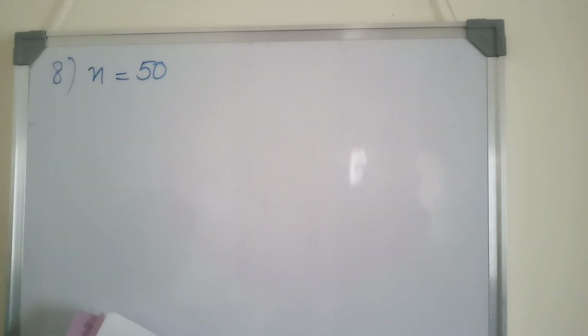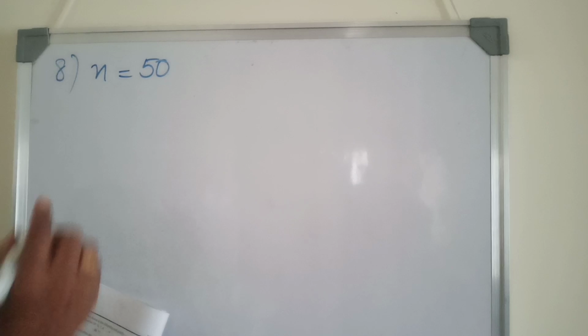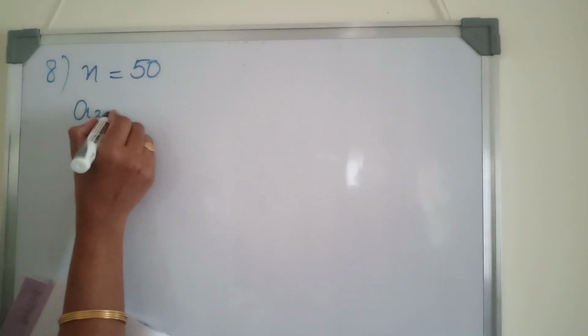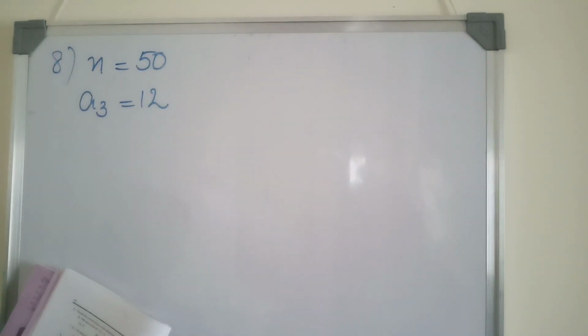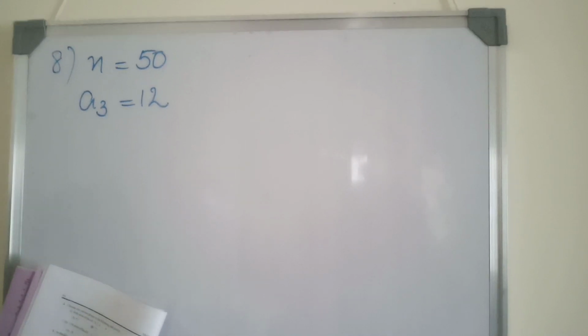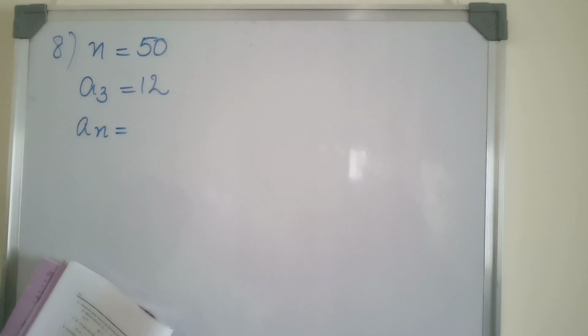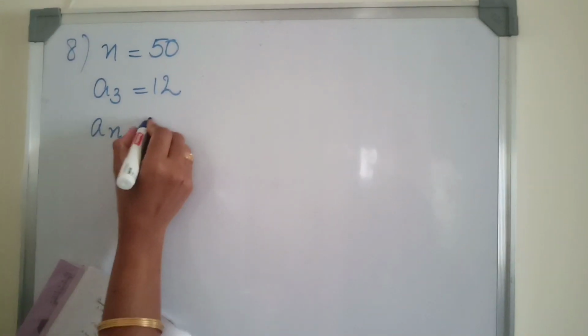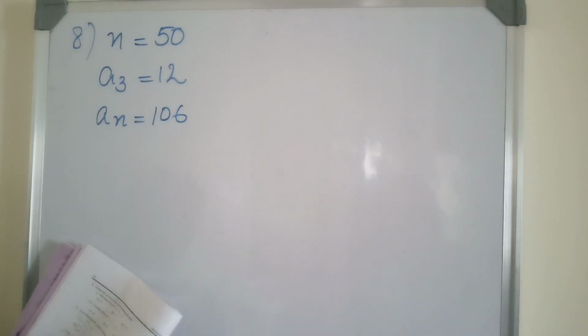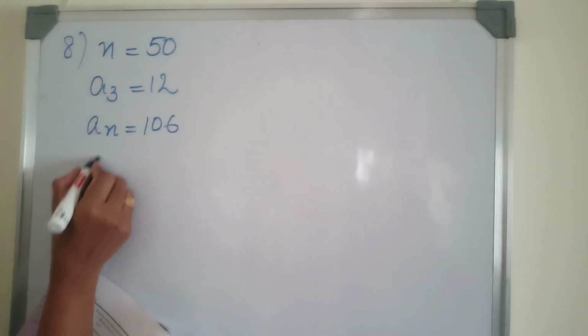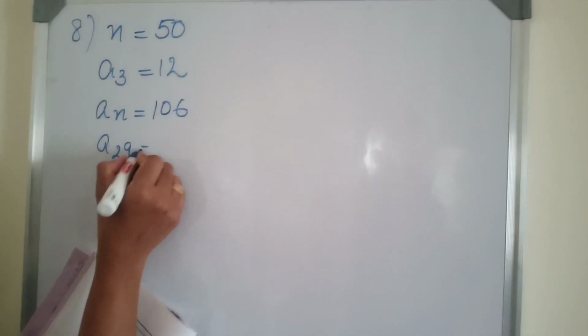In which third term is 12. How will we denote third term? A3. A3 is equal to 12. And the last term is 106. Last term is always denoted by an. It is 106. Find the 29th term. That means A29 we have to find out.